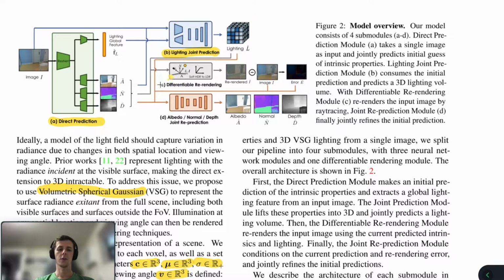There's also another module called the differentiable re-rendering, which will take these predictions and the lighting and re-render the scene and try to approximate the input. And finally, there's a fourth module called the albedo, normal, depth joint reprediction module, which will take those here and try to optimize them, taking the error from the rendering into account. So let's see each one in detail now.